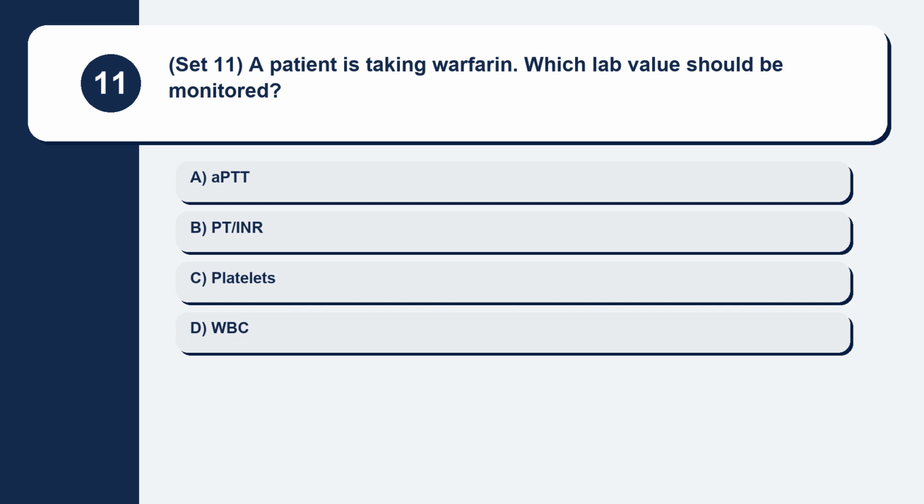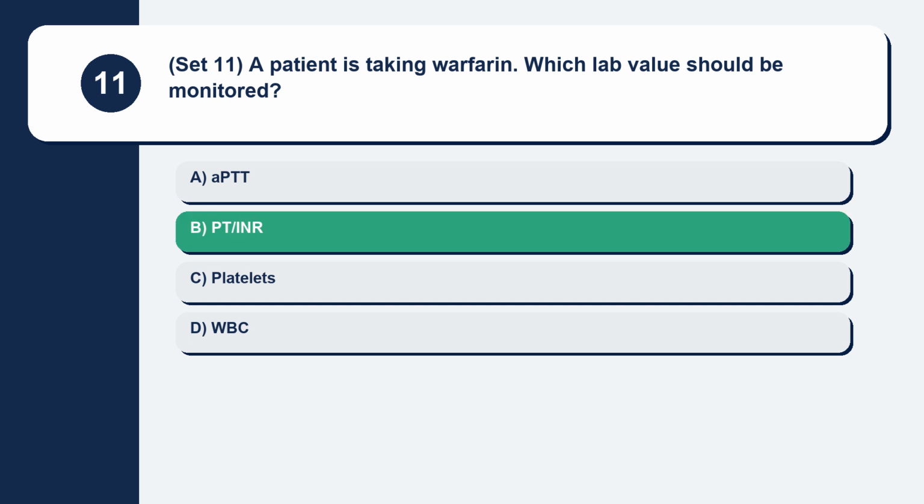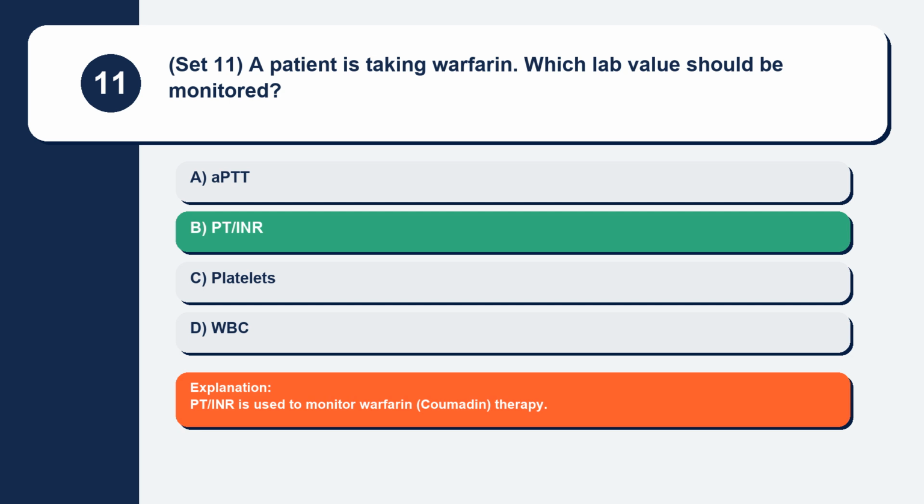Question 11. Set 11. A patient is taking warfarin. Which lab value should be monitored? APTT, PT/INR, platelets, WBC. PT/INR is used to monitor warfarin, Coumadin, therapy.